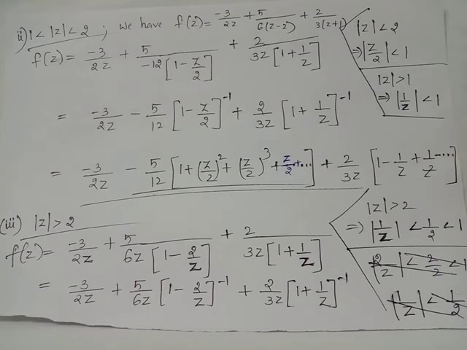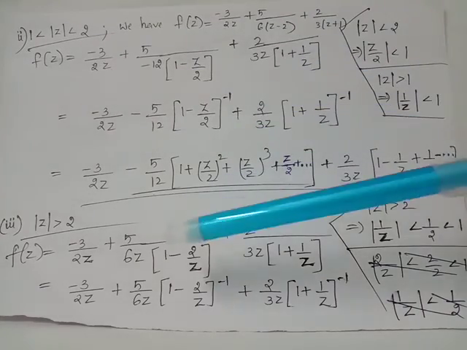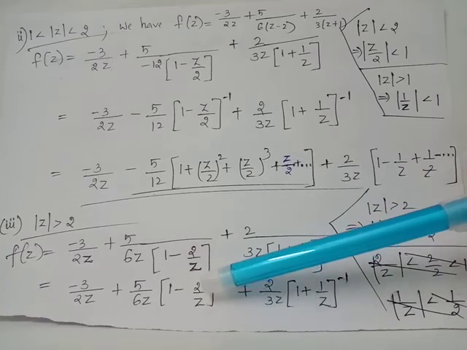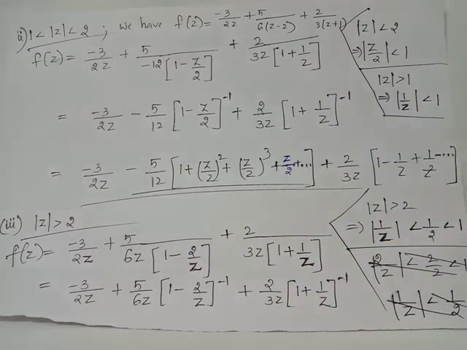Therefore, since modulus of 2 by z less than 1 holds in the given region, we will rewrite z minus 2 as z into 1 minus 2 by z, which when taken to numerator becomes 1 minus 2 by z the whole raised to negative 1, and we can expand it using the identity 1 minus x the whole raised to negative 1 equals 1 plus x plus x square plus x cube plus etc. Since modulus of x less than 1 holds true here.